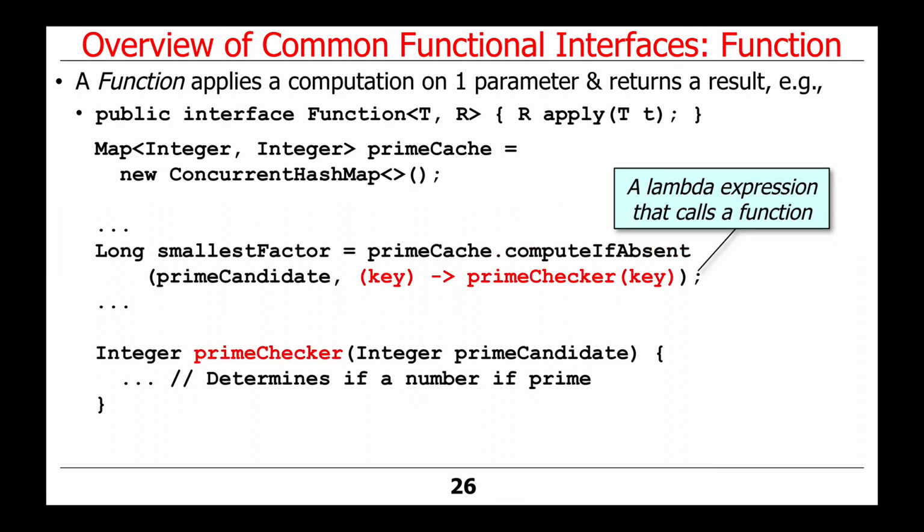Under the hood, when we pass this in, the lambda expression says we'll take the key, which is the prime candidate that's passed as a parameter, and we'll then call the prime checker method with that key as the parameter, and that will then go ahead and call a function.